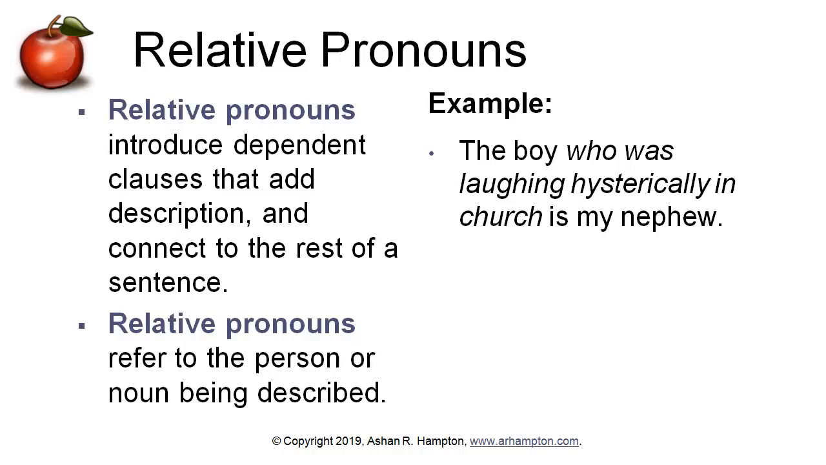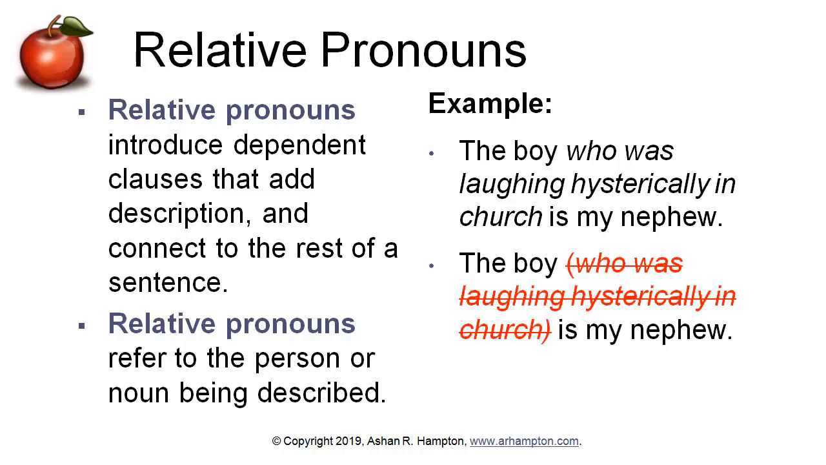Remember, clauses usually have a noun and a verb, but they do not form a complete sentence. So who was laughing hysterically in church is the relative clause because who is the relative pronoun. If you remove that relative clause, who was laughing hysterically in church, you still have a complete sentence. The boy is my nephew. But that sentence lacks detail that specifies who the boy is.